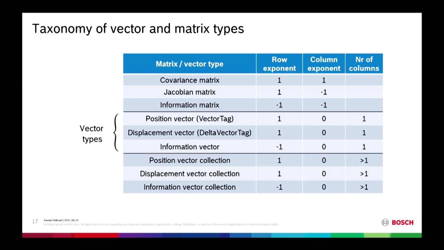Then we have different vector types. So we have a position vector, displacement vector, and information vector. And we also have what I call vector collections. So these are sort of matrices, but semantically the content of that matrix is a collection of n column vectors or displacement vectors, whatever. That's also something that you need fairly often. And that means with that we have a semantic way to distinguish between a real matrix and between column or row vectors stored inside a matrix. This is something completely different from the mathematical point of view.